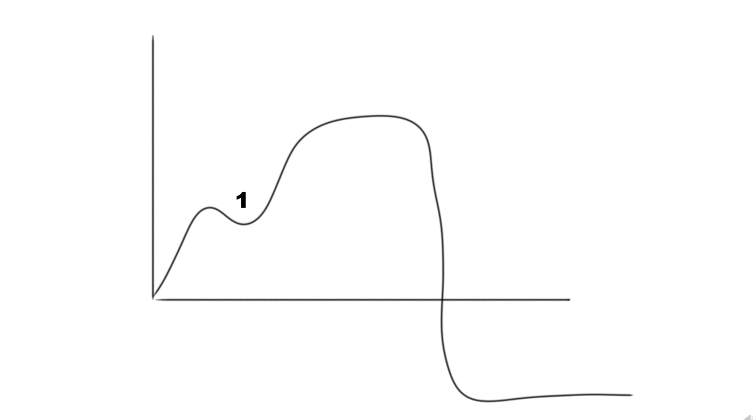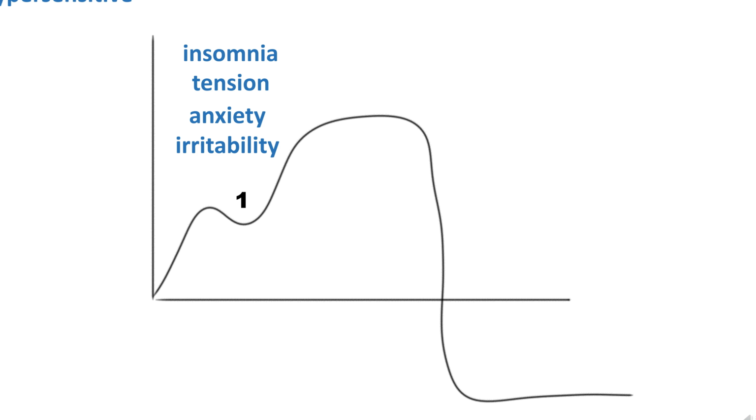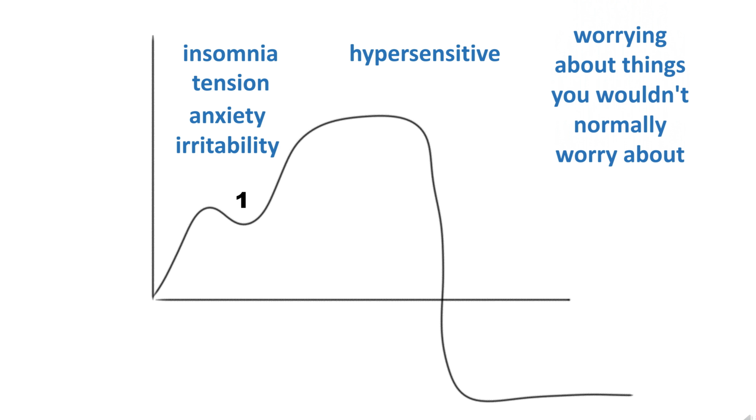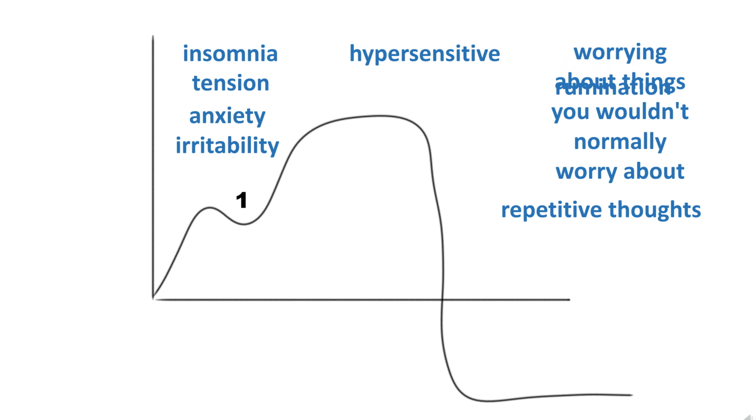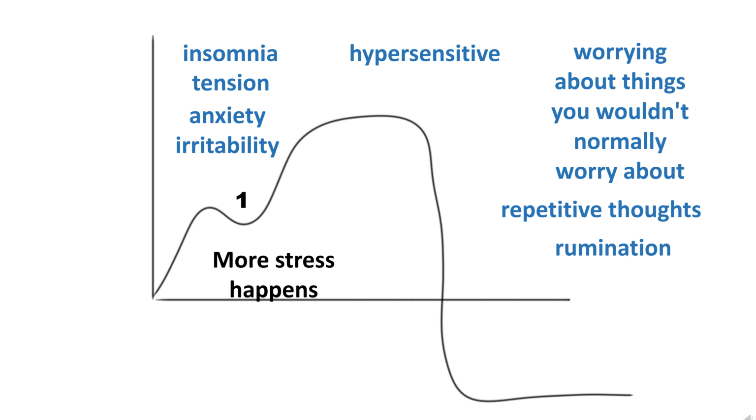So state 1 is where we experience things like irritability and anxiety, tension and insomnia, and we can be hypersensitive to everything and start to worry about things that we wouldn't normally worry about. And we can have repetitive thoughts that bother us, and sometimes we can get stuck with those thoughts and become unable to think about anything else. So we ruminate about whatever it is that's going on. And then when more stress happens, we get even more activated and we move into state 2.